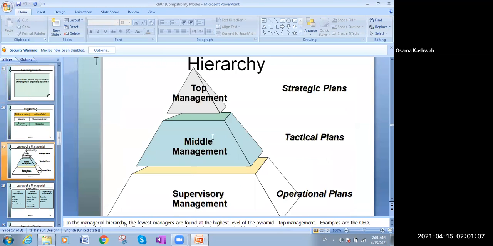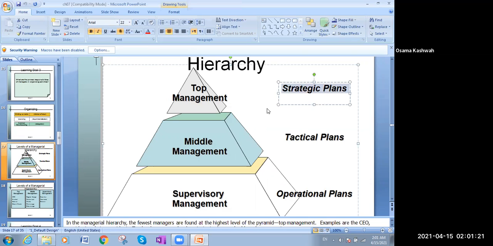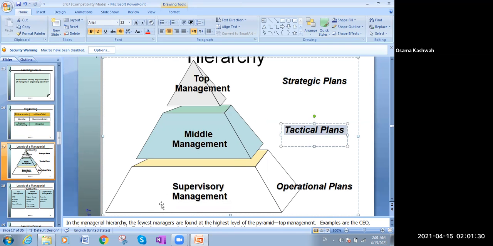Okay, here we go. This is a hierarchy of taking the decisions and the plans, the relationship between the managerial levels and the types of plan, very important. So the top management is the one who takes the strategic plan, while the middle management is the one who takes the tactical plan. But the supervisory management is the one who takes the operational plan. So those are the relationship between managerial levels from one side, and between the types of plans, here is strategic, tactical, and operational.